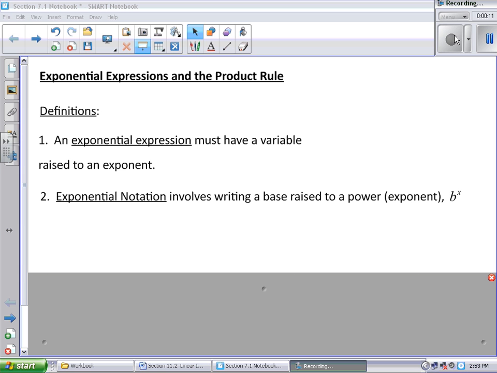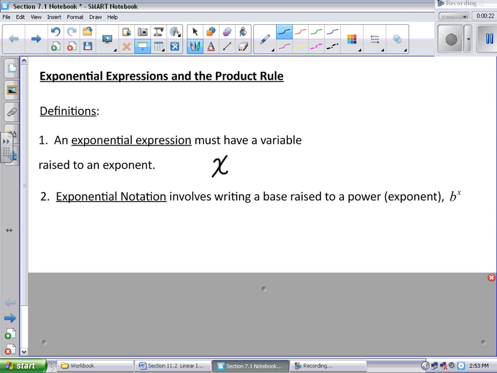First, a few definitions. Number one, an exponential expression must have a variable raised to an exponent. An example would be x to the fifth power. X is our variable and 5 is the exponent. Exponential notation involves writing a base raised to a power or exponent, such as b to the x.